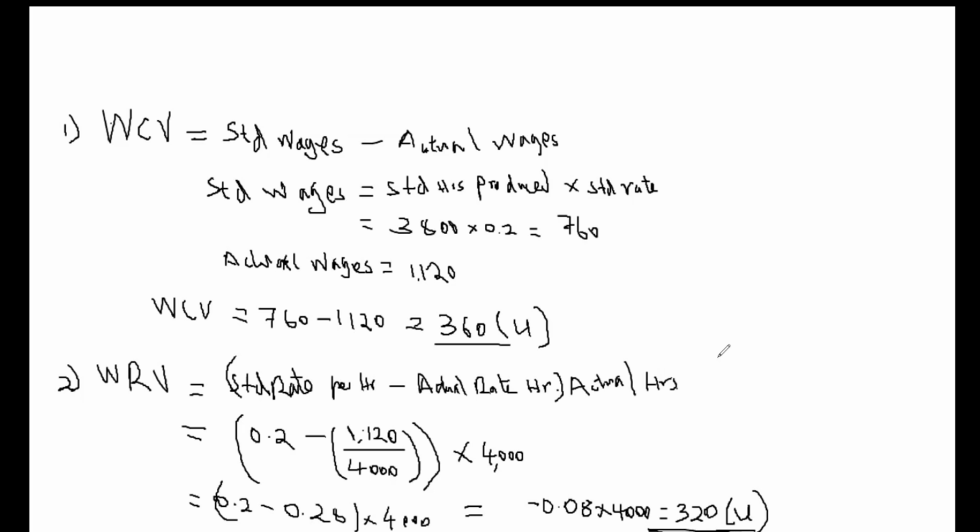You have to get the rate. You realize you are not given this rate directly, so you have to use the figures that you've been given to determine the rate that will stand for the actual rate. Then you've already been given the standard. So when you subtract, you get the difference between the rates, and then multiply by the actual hours used. And you realize this is negative, right? Actually, it will give us negative 320. And because it's negative, it's unfavorable.